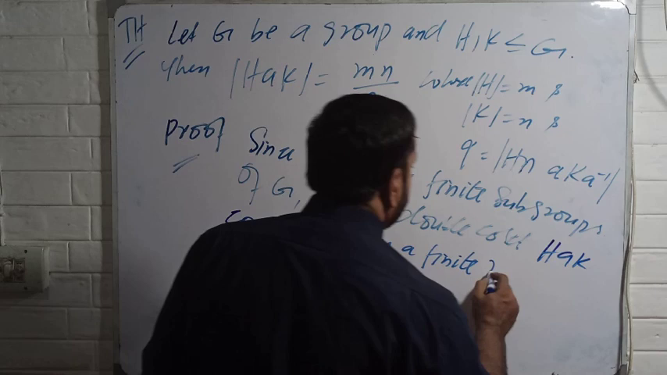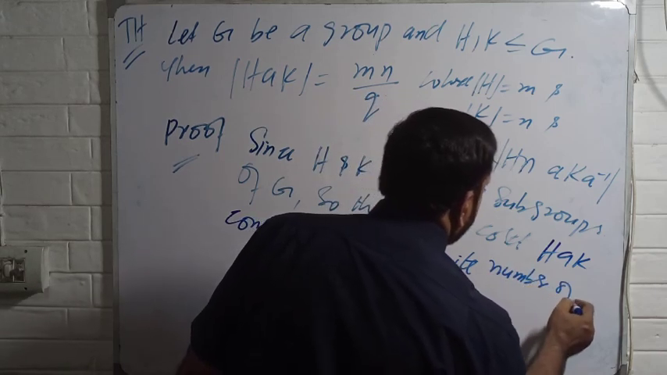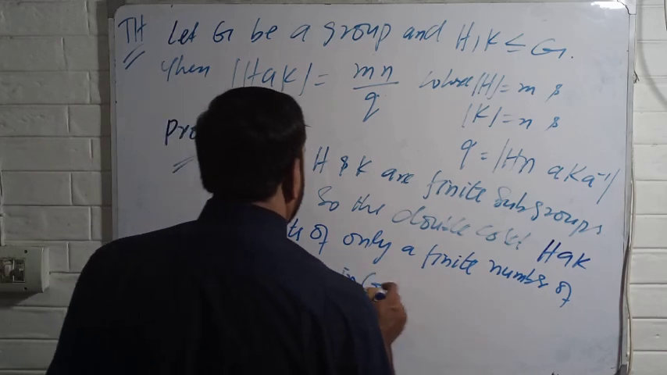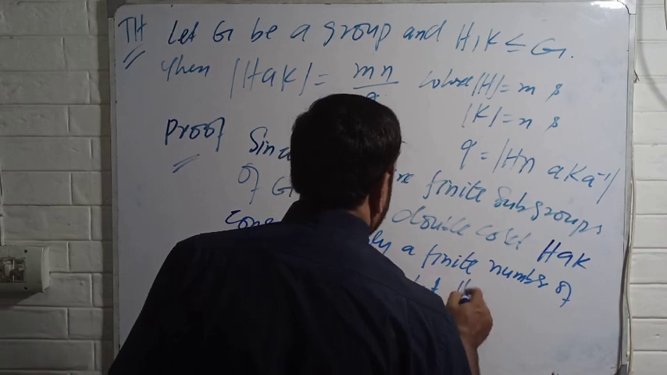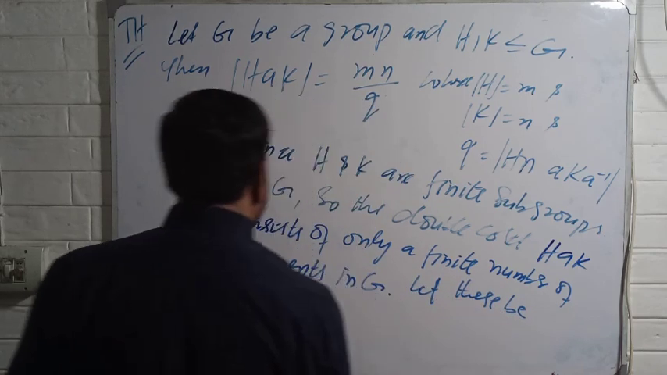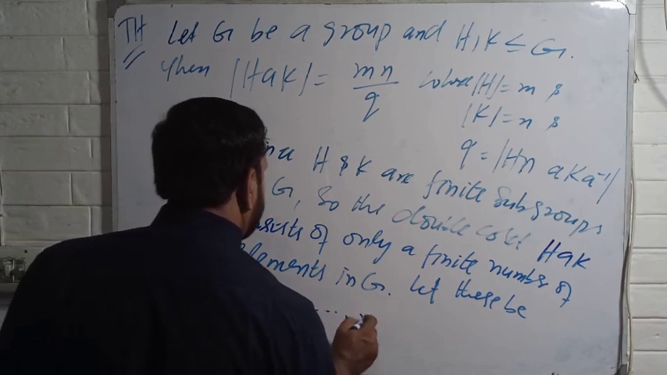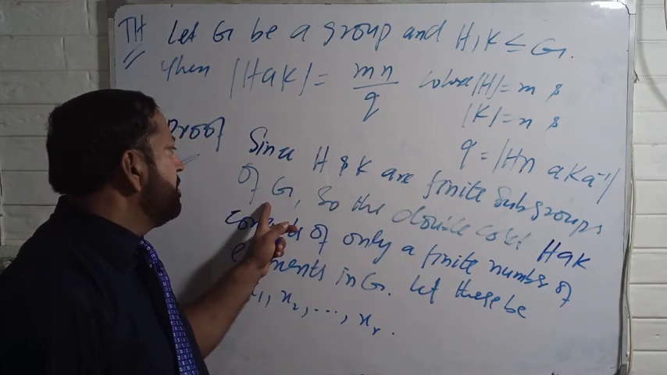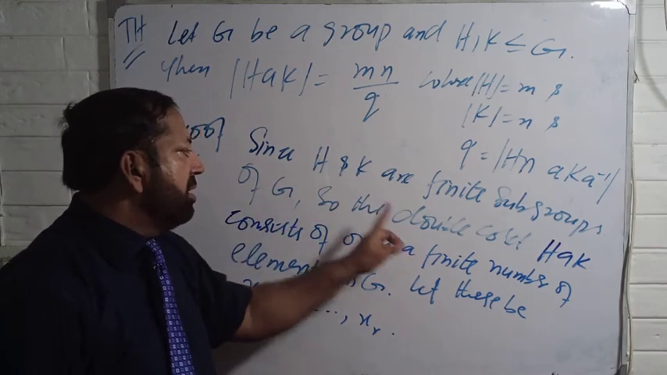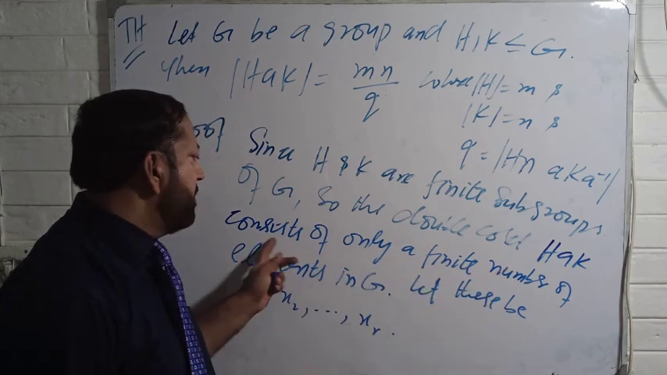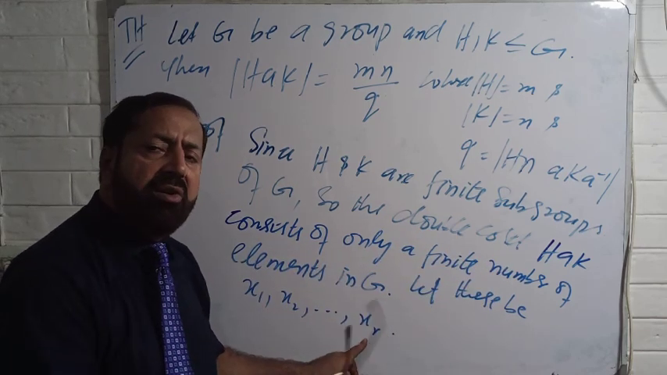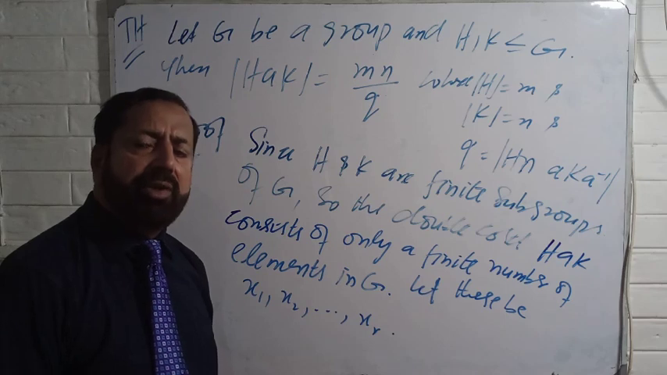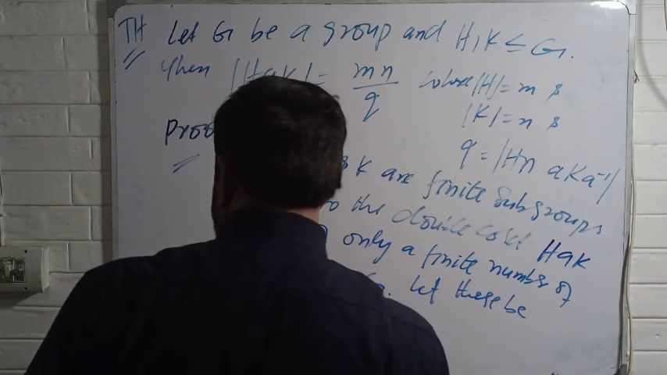A finite number of elements in G, let these be x1, x2, and so on, xr. Okay, this is so simple. Since H and K are finite subgroups of a group G, the double coset HAK must be finite, so x1, x2, up to xr are the only possible elements in your double coset HAK modulo HK determined by A belonging to G, right?